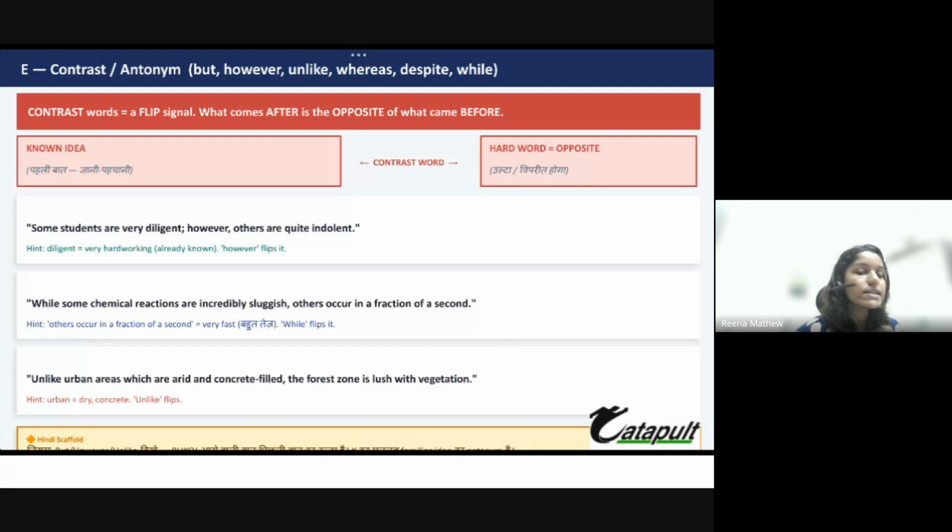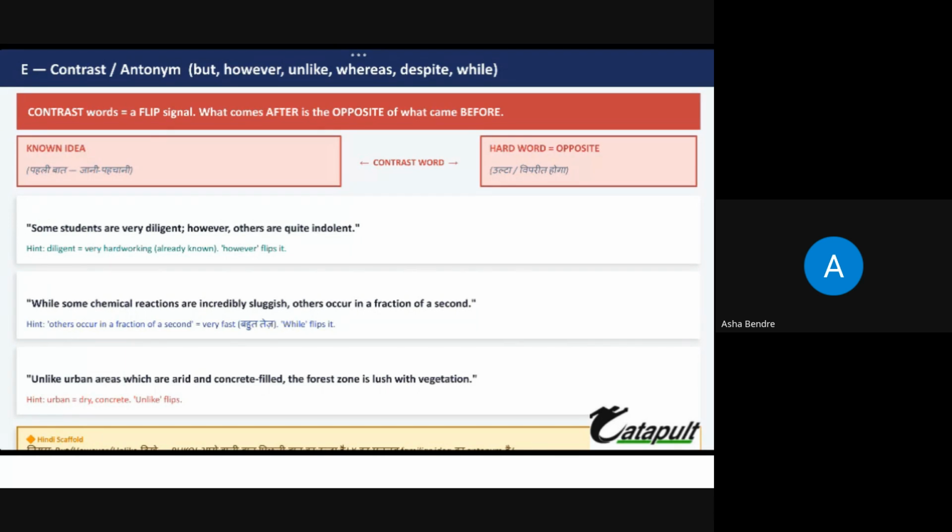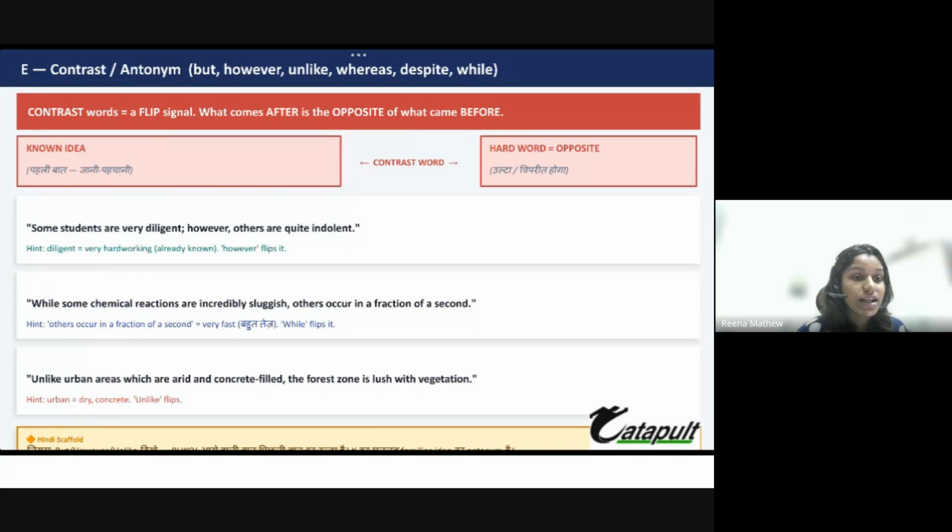So if I'm saying some students, okay, some students are very diligent. However, others are quite indolent. So either contrast word kya hai? Can you identify the contrast word? Diligent. No, what is the contrast word here? There is one word that flips the meaning. So what is that word? You have to find the opposite of diligent. That is right.